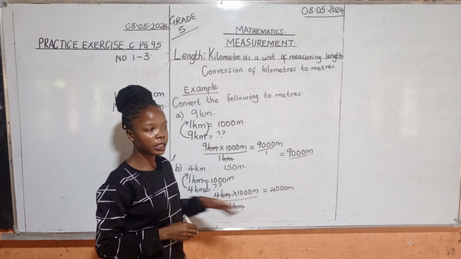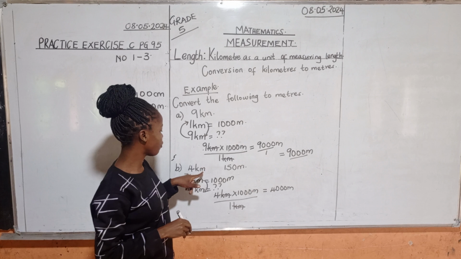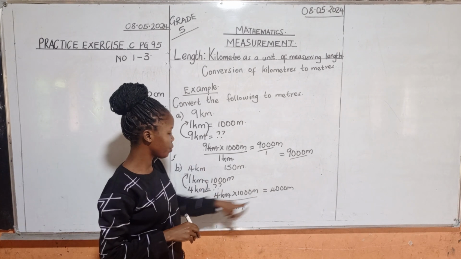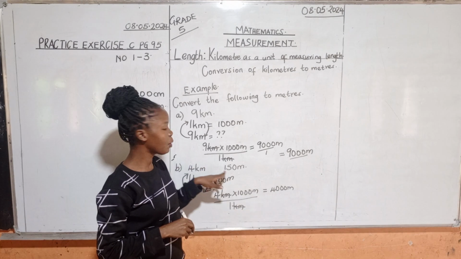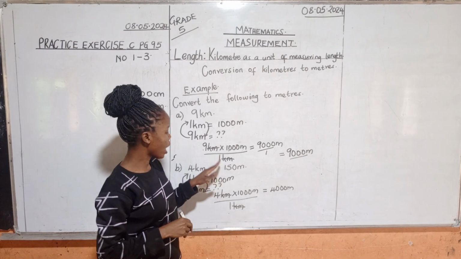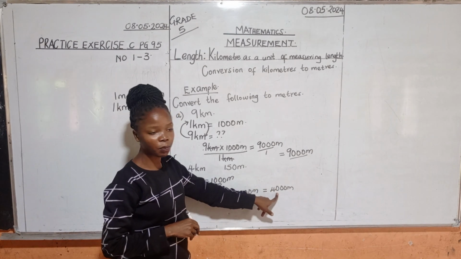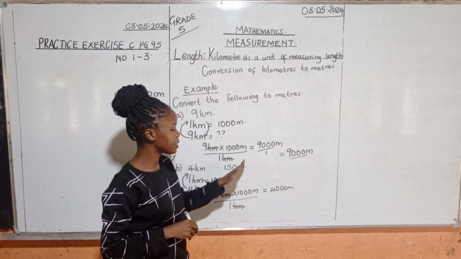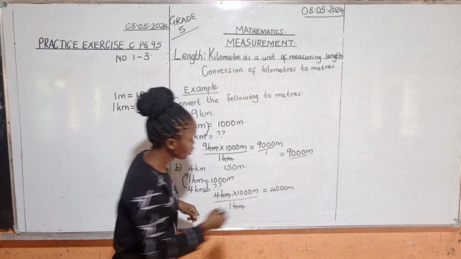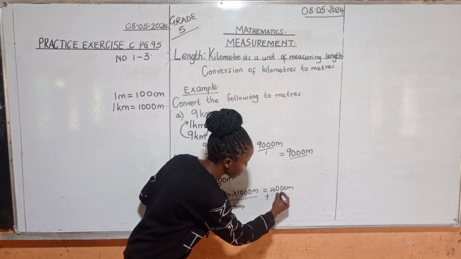But then we are not done with the question. In our question, we have 4 kilometers, which has changed to become 4,000 meters. So what about the 150 meters? We have to now add 150 meters to 4,000 meters because they are now in the same state. They are all in meters. So, plus 150 meters.